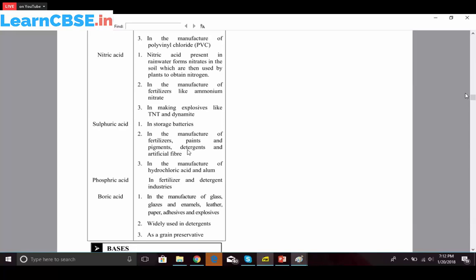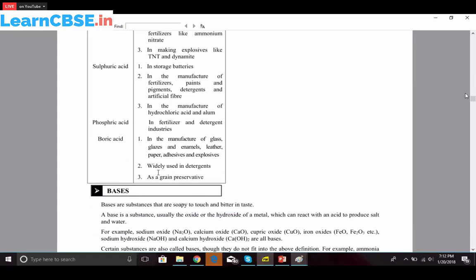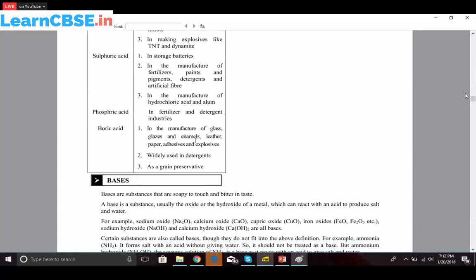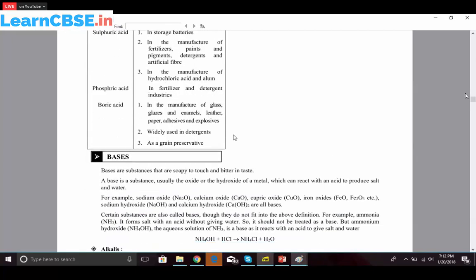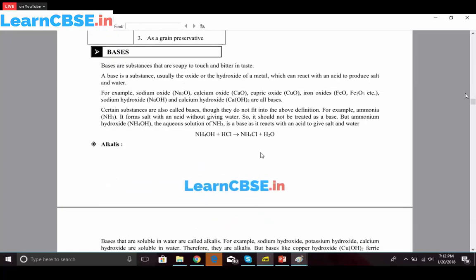Sulfuric acid is used in storage batteries, and in the manufacture of fertilizers, paints and pigments, detergents and artificial fiber, and also in the manufacture of hydrochloric acid and alum. Phosphoric acid is used in the fertilizer and also in the detergent industries. Boric acid is used in the manufacture of glazes and enamels, adhesives and explosives, and it is also widely used in detergents, and as a grain preservative. Okay, so that's all about the acids.